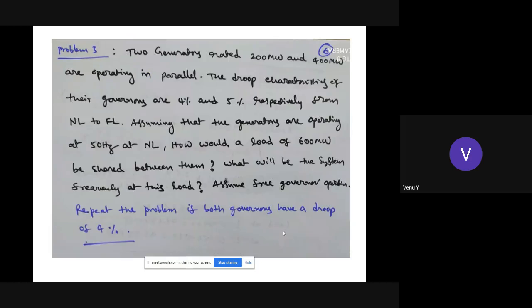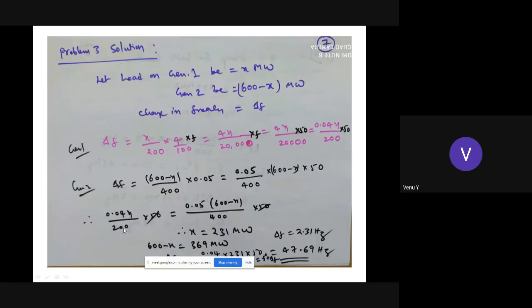That is the solution for the first part. Second part, repeat the problem if both the governors have the droop of 4% only. When equal droops are there, the load is shared proportional to their ratings. In the second equation also, this is 0.04, so 0.04, 0.04. Let us equate them. You get x equal to 200 megawatts and 600 minus x equal to 400 megawatts.